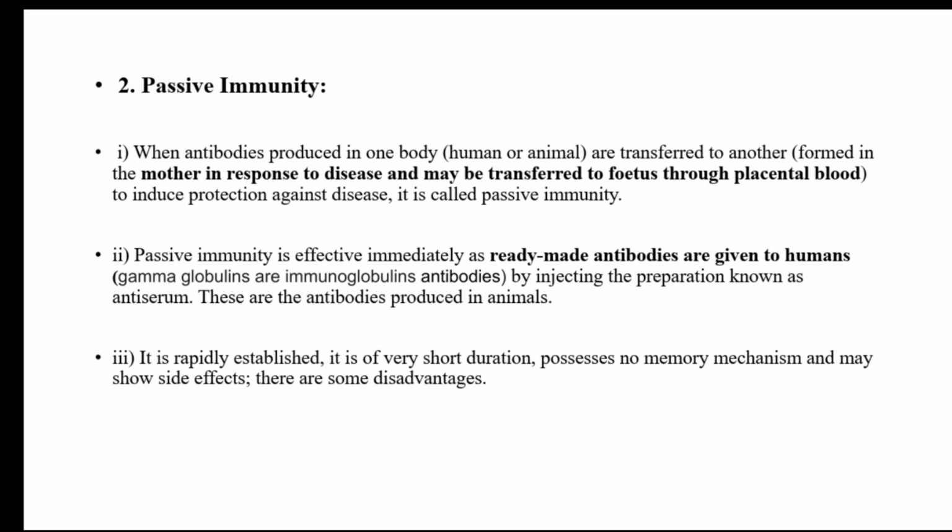When you come to passive, it is first natural, which is obtained from the mother's colostrum, and then passive may again be artificial, wherein ready-made antibodies are given to humans, like gamma globulins or immunoglobulins, by injecting the preparation known as anti-serum, and the antibodies are produced in animals. It is for a short time span, produces no memory mechanism, and may show side effects.